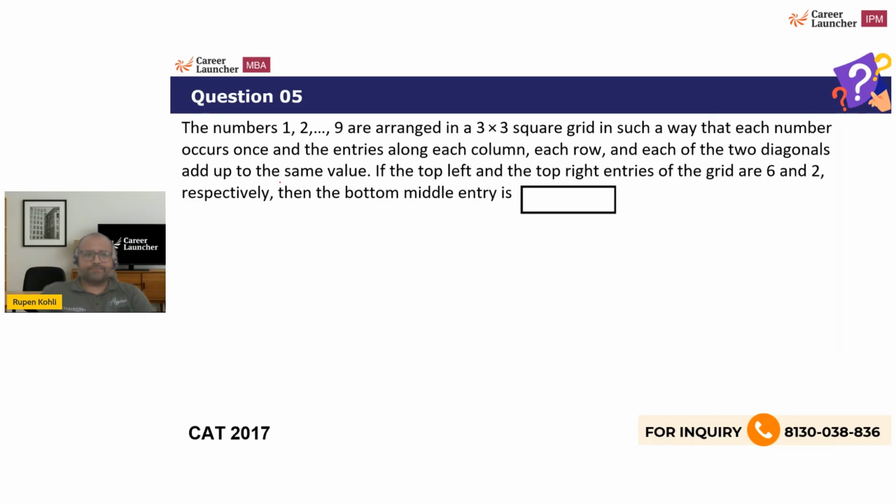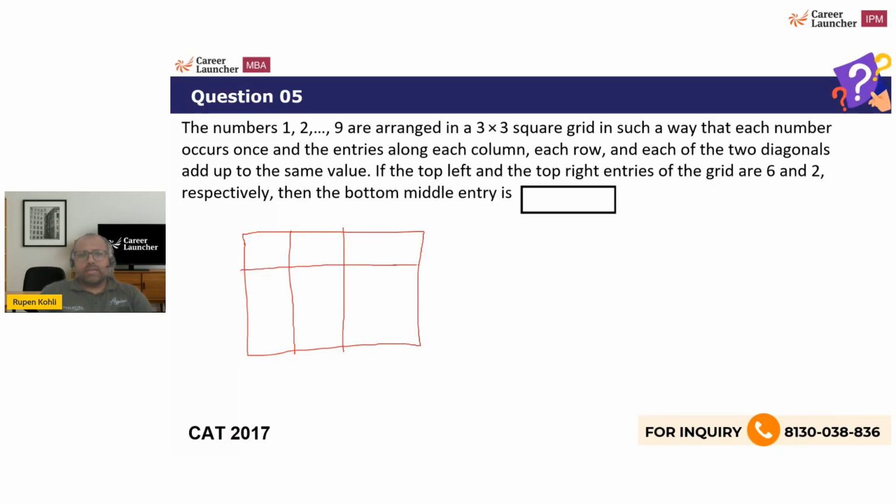Let's see this. The numbers 1, 2, dot dot 9, means 1, 2, 3 up to 9, are arranged in a 3 by 3 grid. A 3 by 3 square grid will have 9 numbers, 9 values. So will you be using them in such a way that each number occurs once and the entries along each column, each row, and each of the two diagonals add up to the same value? The second thing is the most important, crucial thing. So we have a 3 by 3 grid, something like that.